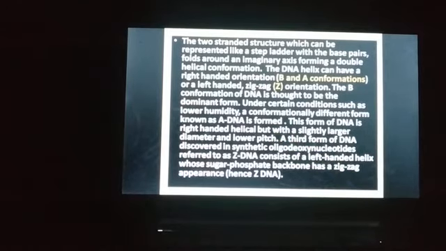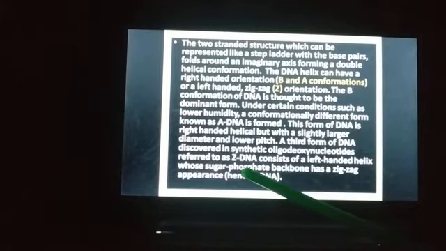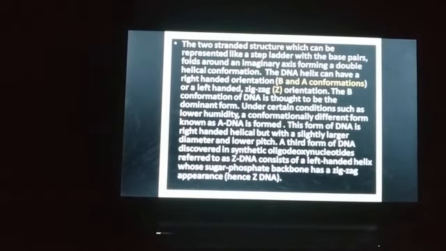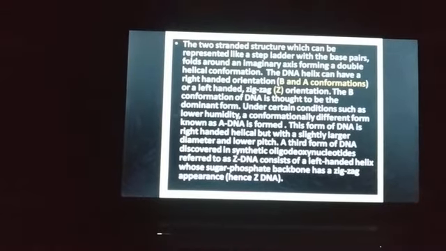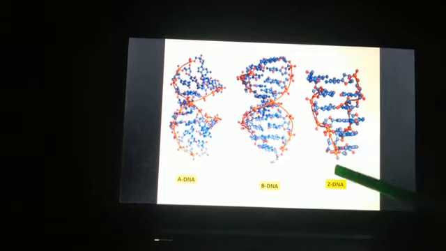Now the third form of DNA, discovered in synthetic oligodeoxynucleotide, is referred to as Z DNA. That is our third form, the Z DNA, which is the left-handed helix, whose sugar phosphate backbone has a zigzag appearance. So it is called Z DNA. See here the three different configurations of DNA: A DNA, B DNA and Z DNA. Z DNA is somewhat zigzag. So it is called Z DNA.